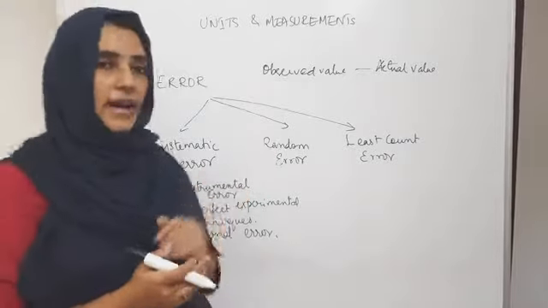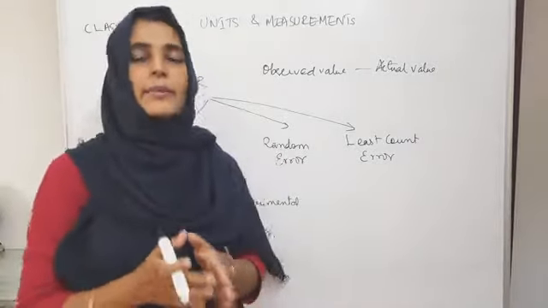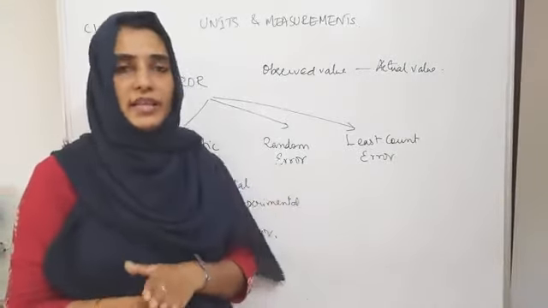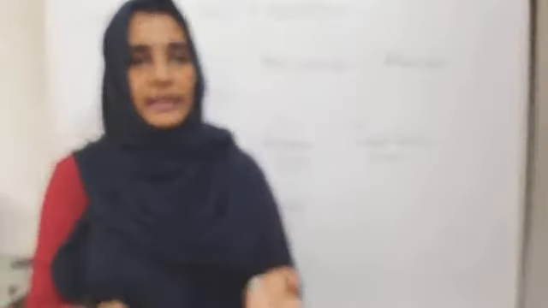And next is the random error. That is another category of error. Random, as the term implies itself, is random in nature. That is, it cannot be predicted. These kinds of errors can occur anytime, anywhere.